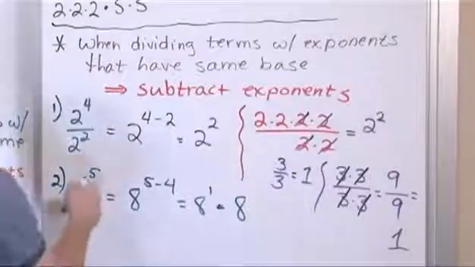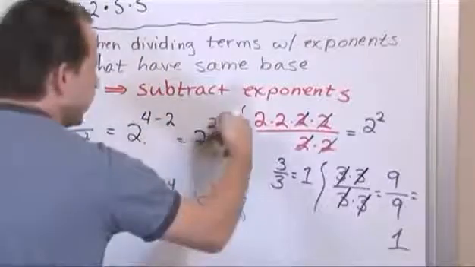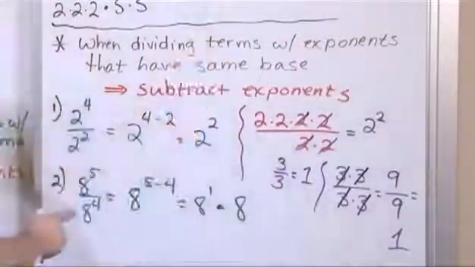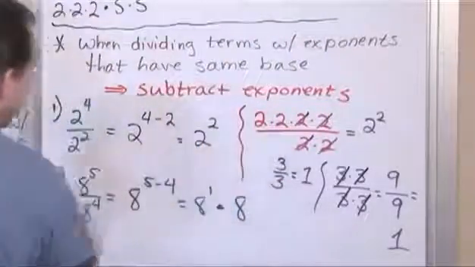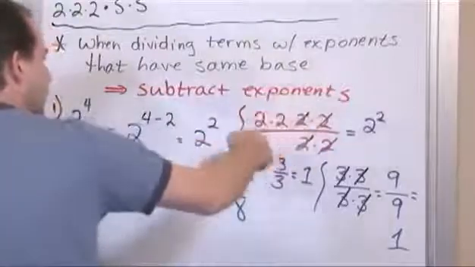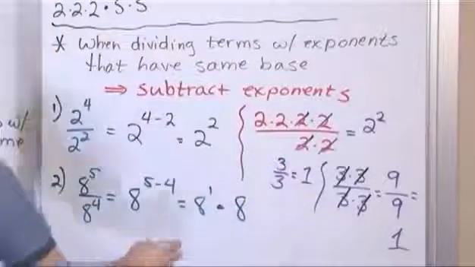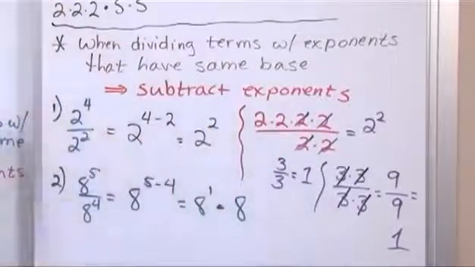Okay, and if you were to take 8 to the power of 5, you would have 5 8s on the top, and you would have 4 8s on the bottom, and you would get a bunch of cancellations, and the only thing that you would have left over would be the 8 on the top, and that's why that rule works.